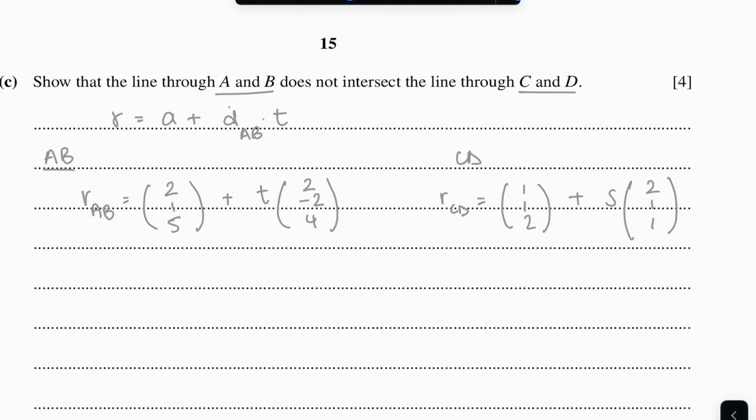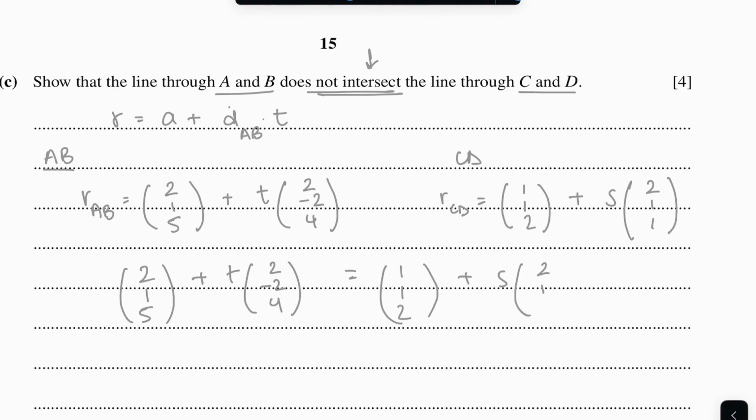Now we have to show that these lines do not intersect, and we know that whenever we've been told to show if something intersects or doesn't intersect, we try to find these equations and solve them simultaneously. First we're going to assume that they do intersect, so we have to equate both of these line equations to each other. So we will have (2, 1, 5) plus t(2, -2, 4) equals (1, 1, 2) plus s(2, 1, 1).